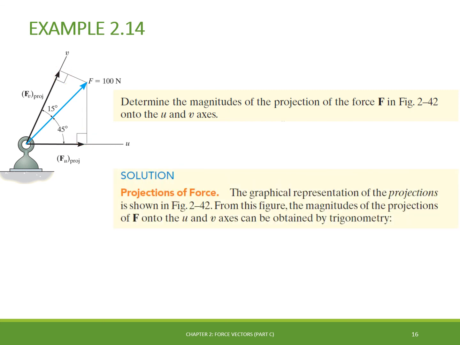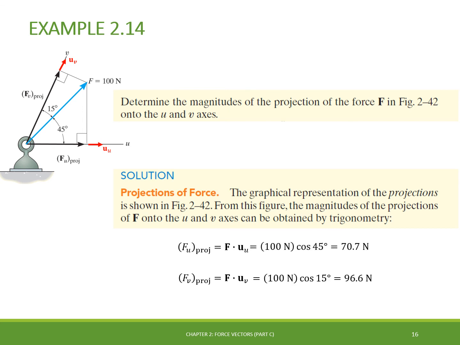To solve this question, we can apply the dot product separately between the force F and the unit vector u sub v parallel to the v-axis and u sub u parallel to the u-axis, which can be reduced to the trigonometric relationships involving the cosine of the angles 45 and 15 degrees. And this gives us the result of 70.7 newtons for the u projection of the force F and 96.6 newtons for the v projection of the force F.